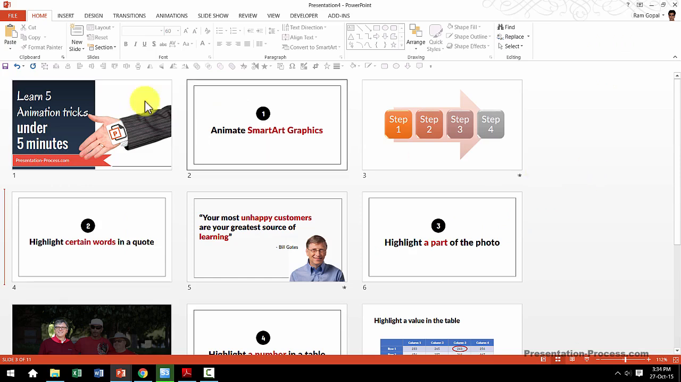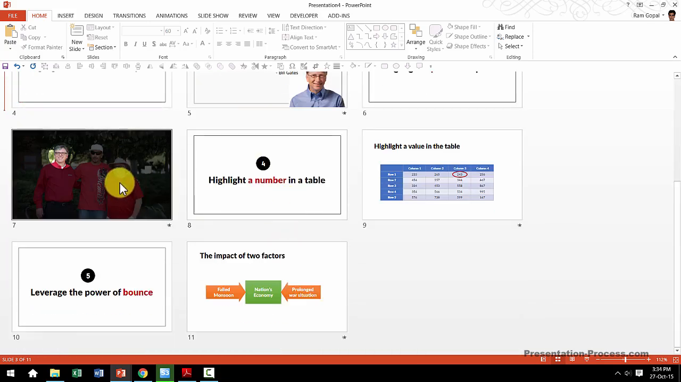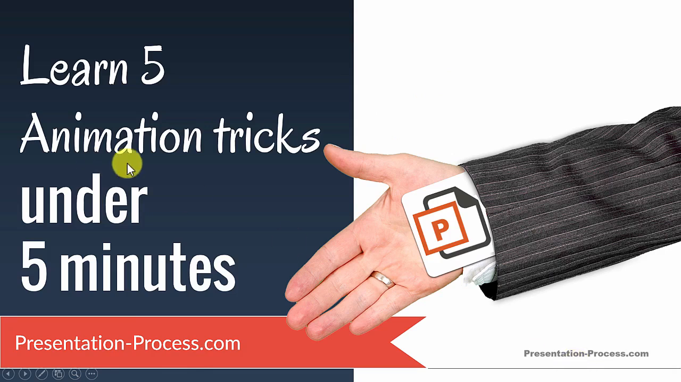Now, to quickly summarize the 5 animation tricks we learned in this mini training course, first we learned how to animate SmartArt graphics. Then we learned how to highlight certain words in a quote. Then we learned how to highlight a part of the photo. Then we learned how to highlight a number in a table. Finally, we learned how to leverage the power of the bounce effect whenever we do fly-in animations. I hope you learned some very useful animation tricks in this short training course.